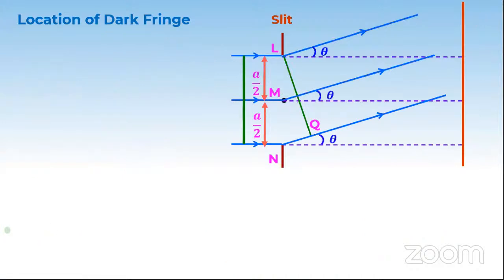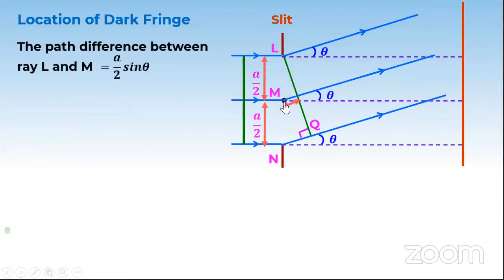Pay attention. See, this red color mark is the path difference between the light coming from S and light coming from N. If you do the triangle part here, which I taught you very clearly in the last 2-3 classes, this will become theta, this will be the perpendicular which I'm dropping, this will be delta x, and this is a by 2. If you put the sine theta formula for this triangle, you will get that the path difference delta x is equal to a by 2 sine theta.